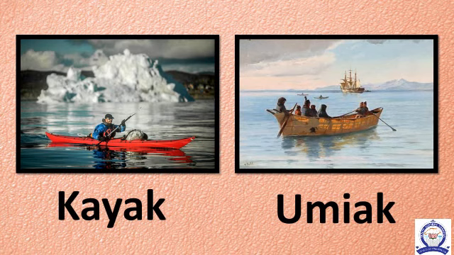The Inuits use boats called kayaks to hunt sea animals. Children, a kayak is a small narrow boat with pointed ends. A bigger boat called umiak is used to hunt whales. Umiak is a large boat that can carry many people.